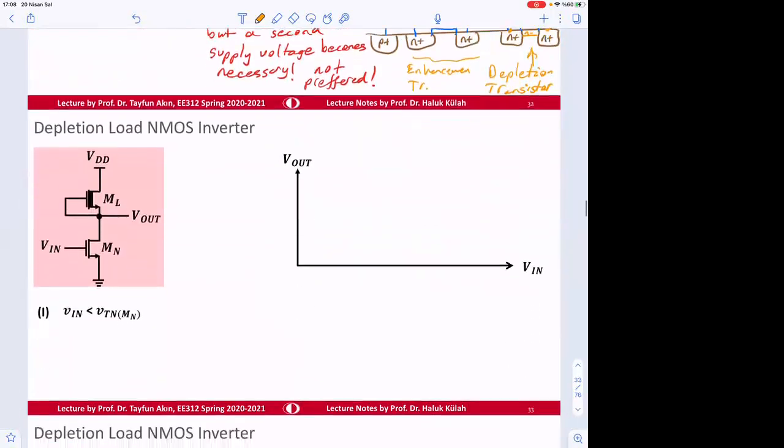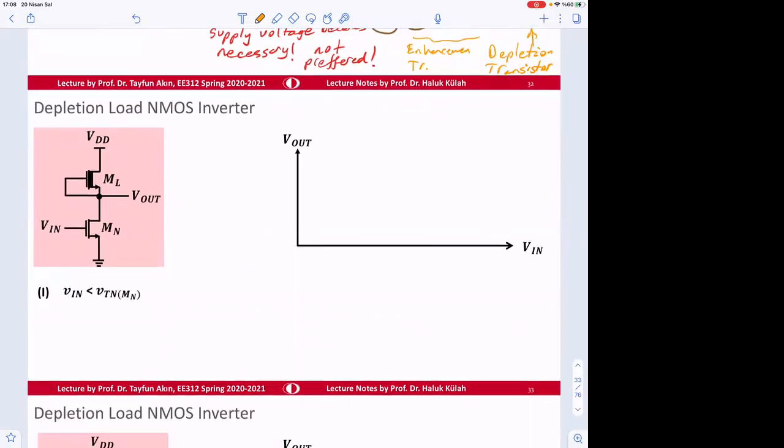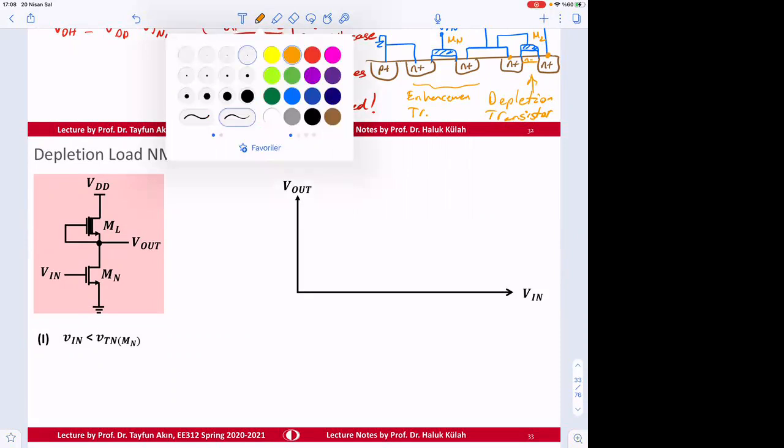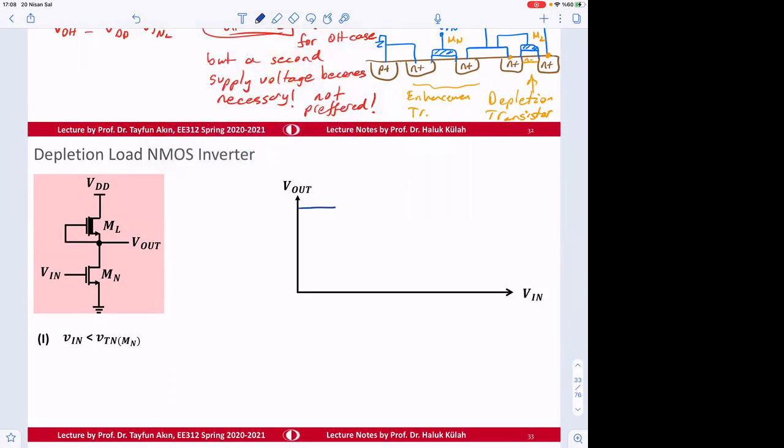So I'll stop here. Next time, we'll start from here and then obtain the graphics here. But I can just maybe quickly show here that up to VTN, output is going to VDD, which is going to be output high here. And we can find that value from equations also.